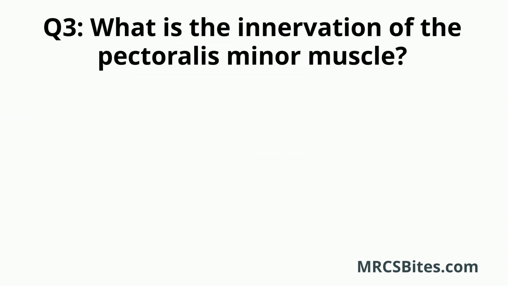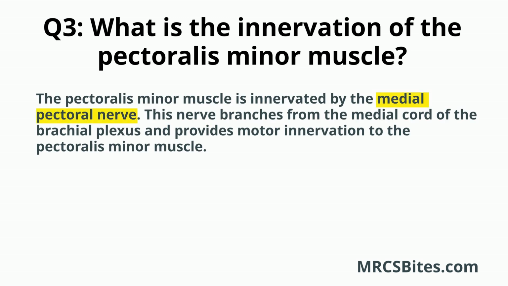Question 3. What is the innervation of the pectoralis minor muscle? The pectoralis minor muscle is innervated by the medial pectoral nerve. This nerve branches from the medial cord of the brachial plexus and provides motor innervation to the pectoralis minor muscle.